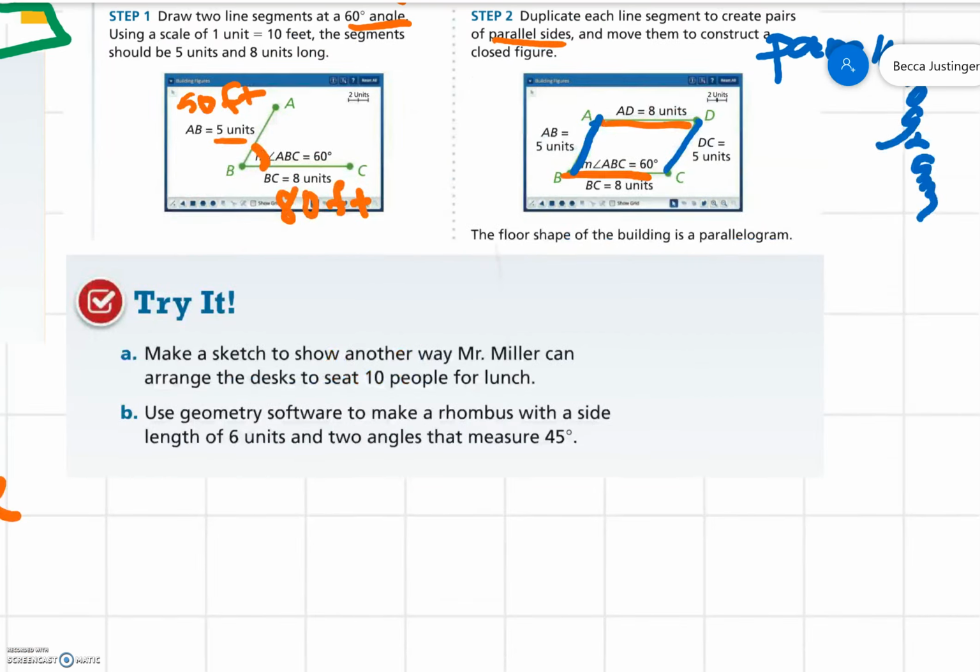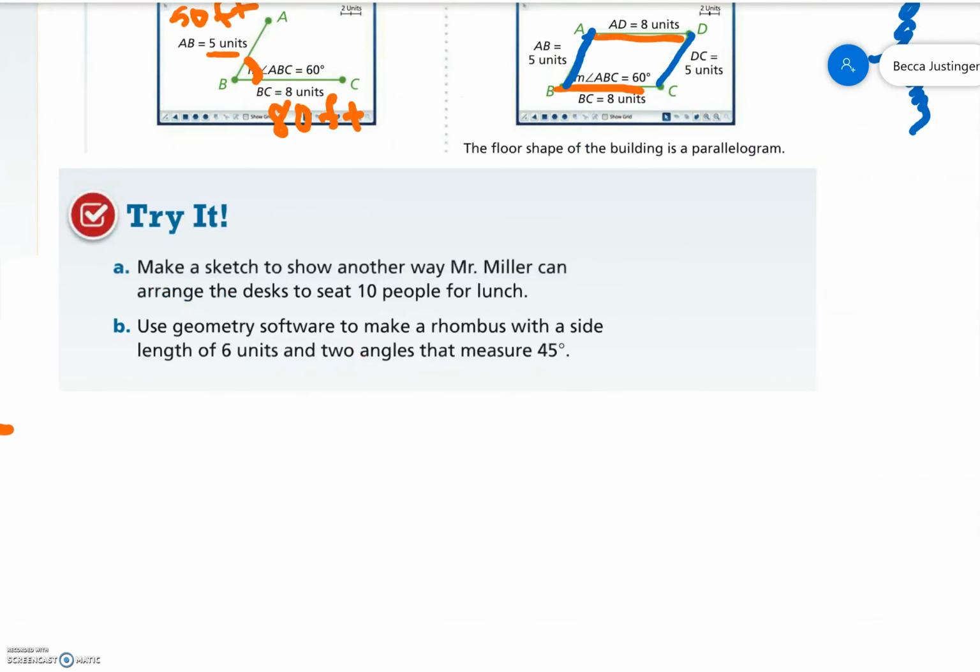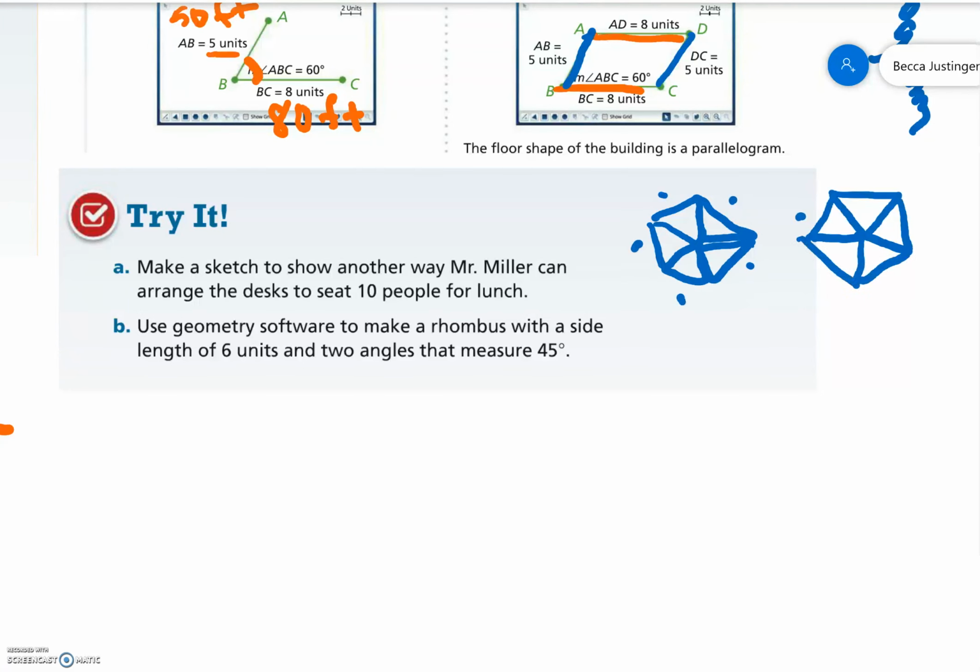Make a sketch to show another way Mr. Miller can arrange the desks to seat 10 people for lunch. What if he made 2 different desks like this? There's 1, 2, 3, 4, 5, and made another table, 6, 7, 8, 9, 10. Can we think of any other ways to do it?